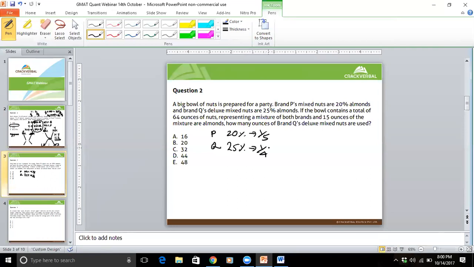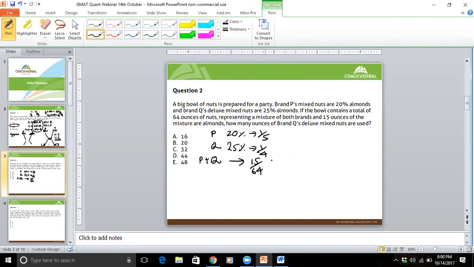Now, the bowl contains a total of 64 ounces of nuts, representing a mixture of both brands, and 15 ounces of the mixture are almonds. So what they're giving me is the fraction of P plus Q, which is 15 by 64. Now, there are two ways. One way is what Mr.